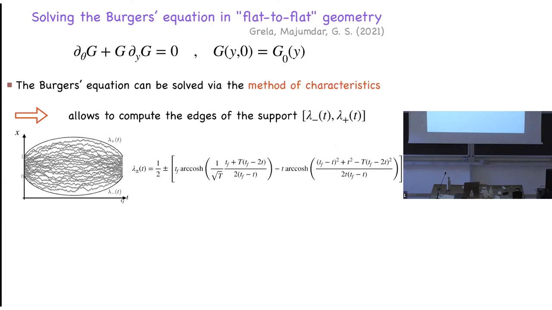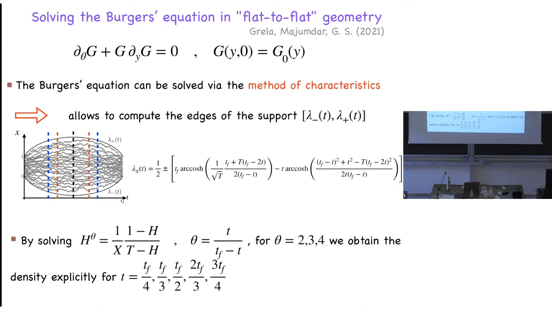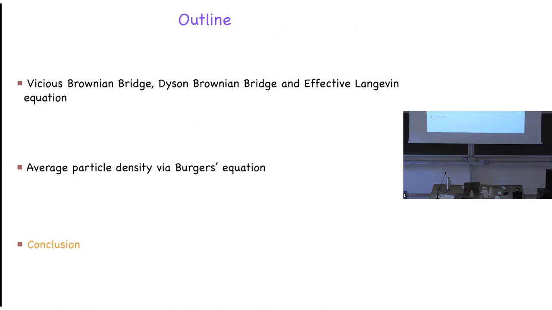In particular, you can also have access directly, although the computation is not so easy, to the boundaries explicitly from this approach. And as I said, for special values of theta, 2, 3, and 4, this turns out to be an equation which can be solved explicitly. From it, you have to work a bit, but nevertheless, you can write explicitly the density profiles, as I showed before.